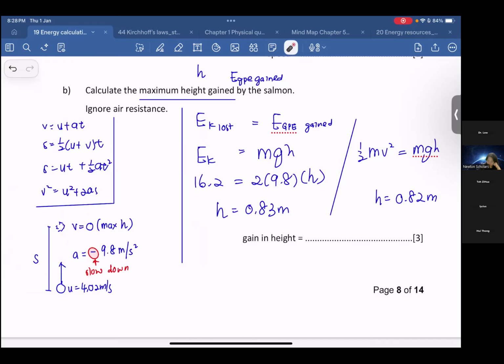Okay, so look at here, UVAS. UVA, no S, so cannot. UVA, no A, cannot. U, no V, cannot. UVAS, okay, we use the last one. So we can use this.